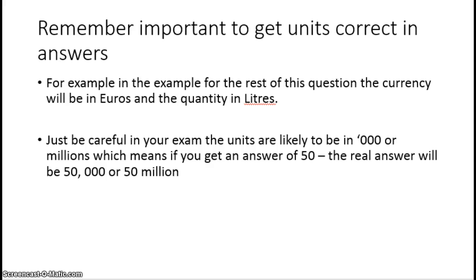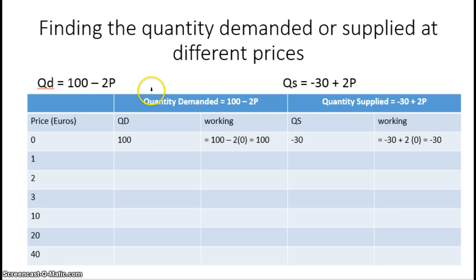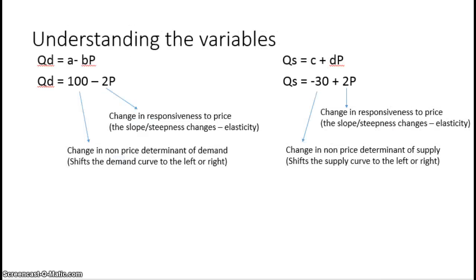Okay, so that was a very short recap of some of the main points. In the next video, we're going to cover working out the equilibrium price and the equilibrium quantity. But as a recap, we've looked at the linear equations and how to work out the formulas by plugging in the price. We've also looked at what the different variables mean.